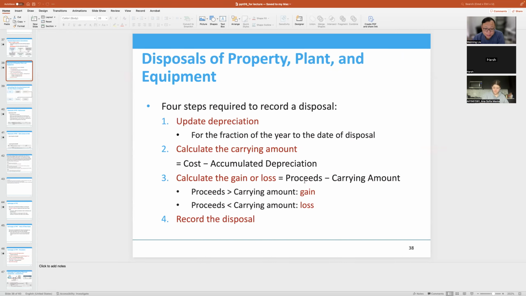Then you may receive proceeds for the asset from the buyer, and then you compare the proceeds with the carrying amount. If you get more than the carrying amount, that's a gain. If you get cash less than the carrying amount, that's a loss. The last one is to record the disposal.